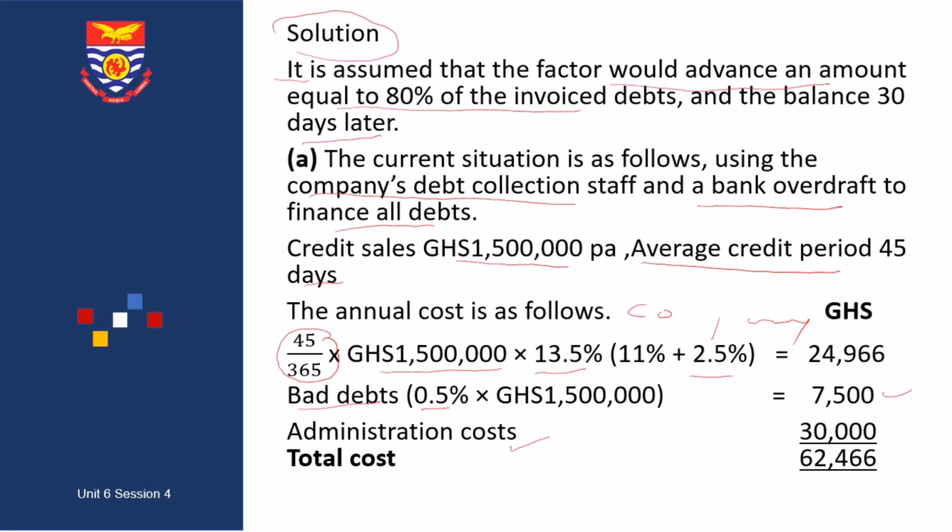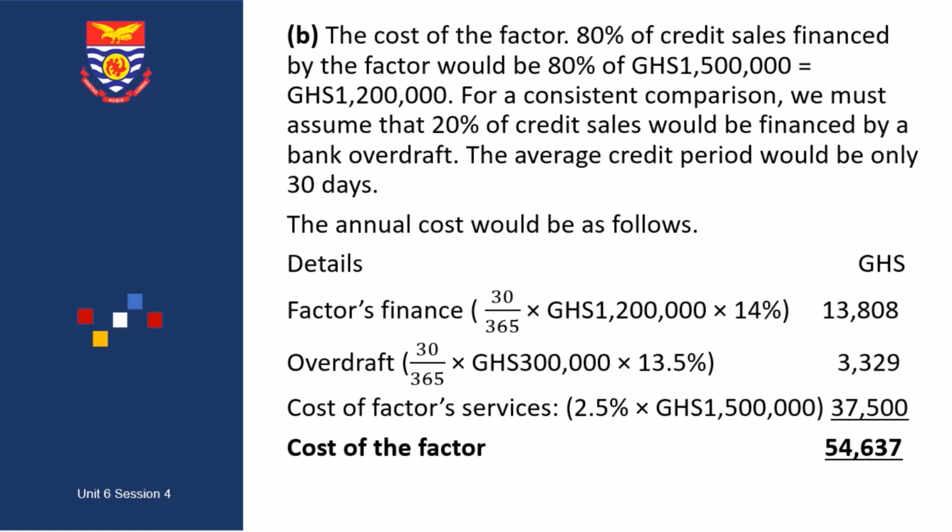If it is to use the service of the factor, that is B. So in case you are solving a question, that's how you analyze it, from the angle of the company and also the factor. Right, so B. The cost of the factor, that is 80% of credit sales financed by the factor, will be 80% of this. On the other side, you use the service of an overdraft, but here the factor is going to give you 80% of the amount, 80% of the 1,500.